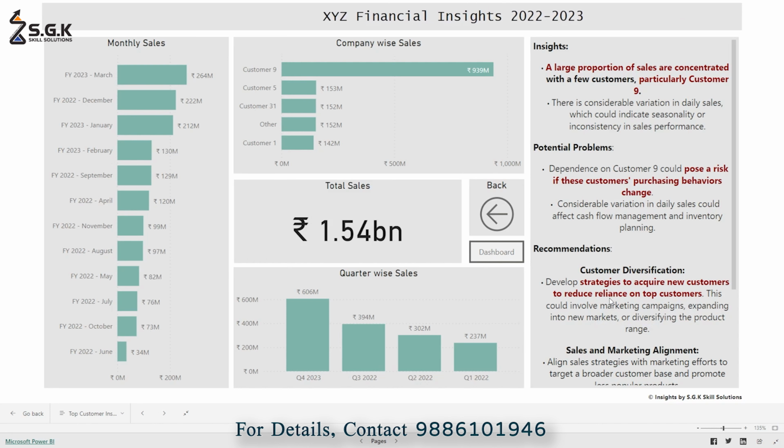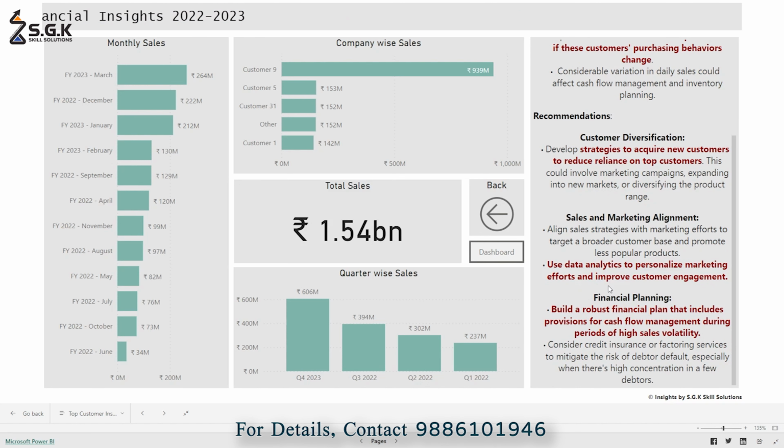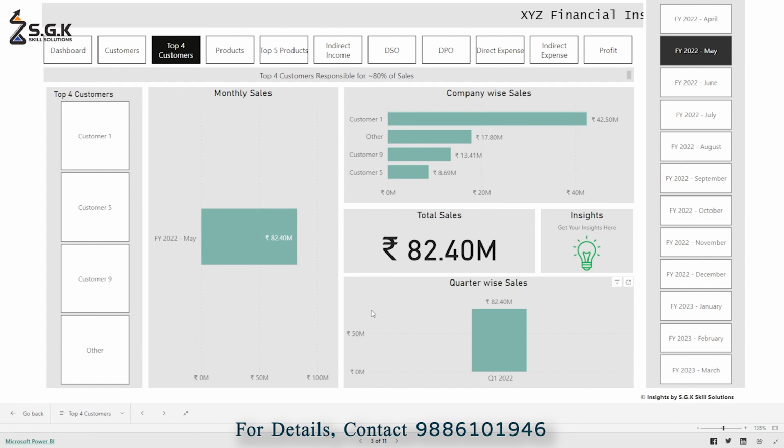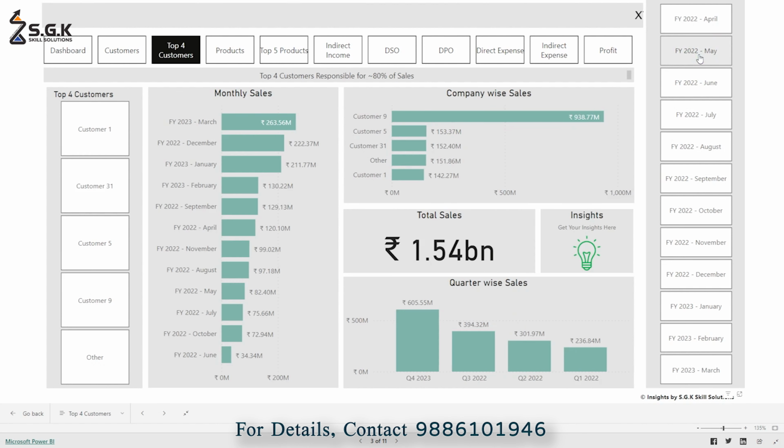So we also gave them recommendations on strategies to acquire new customers and also use data analytics to personalize marketing efforts to improve customer engagement. A financial planning tip was to build a robust financial plan, which includes provision for cash flow management during periods of high sales volatility. We could see how the sales were volatile. In one month, there was only 1 transaction. In another month, we could see 3. Going back to our top 4 customer window, we have insights month-wise for all 12 months.